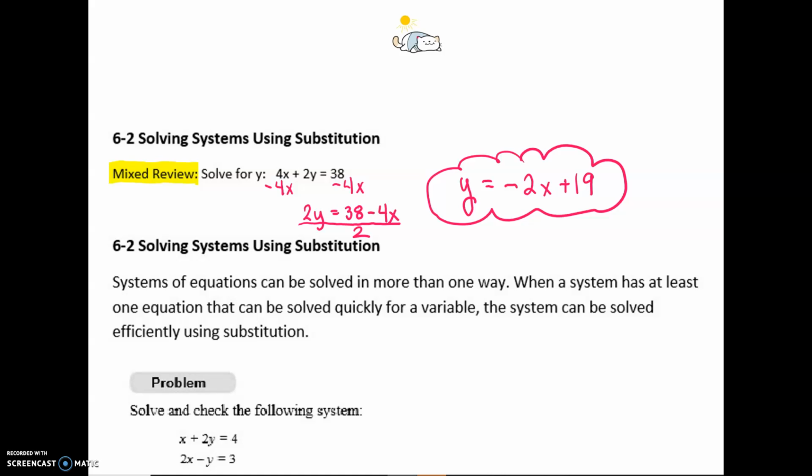Today we're going to be talking about systems of equations that can be solved in more than one way. When a system has at least one equation that can be solved quickly for a variable, the system can then be solved efficiently by using what we call the substitution method.